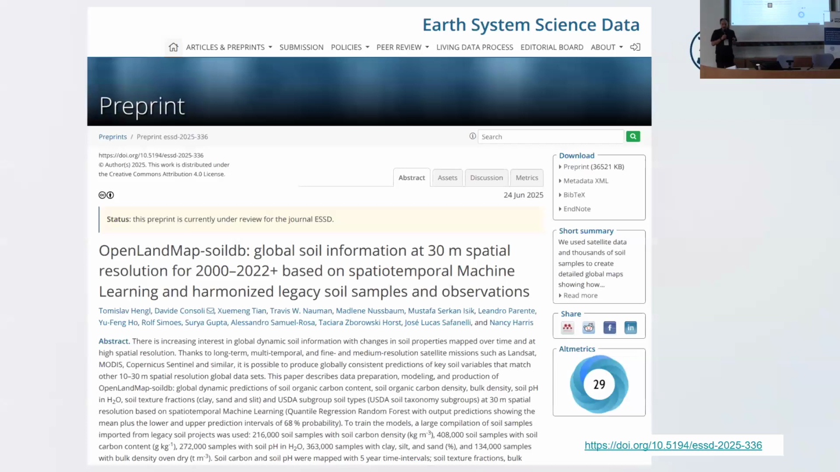There is also a publication. It's still in review, so it's with a disclaimer. But on Earth System Science Data, there is a preprint of the publication that explains all the steps. I only have 20 minutes, but the paper is almost 40 pages. If you're more interested, you can zoom in and read more about this work.